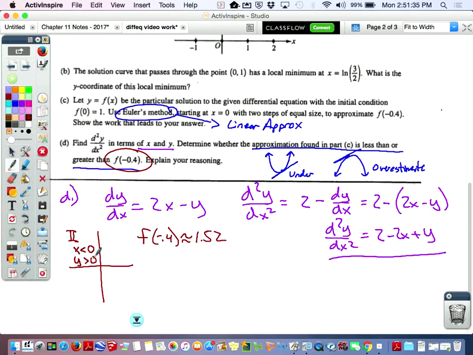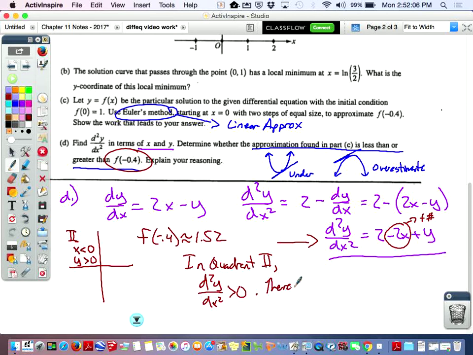If we plug in those values into our second derivative right here, a negative value for x would result in a positive number, which would mean in quadrant 2, the second derivative would always be greater than 0.